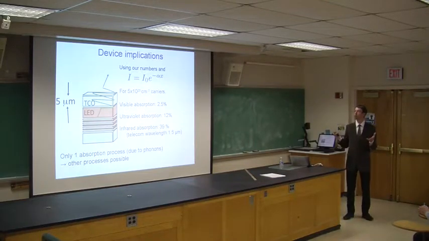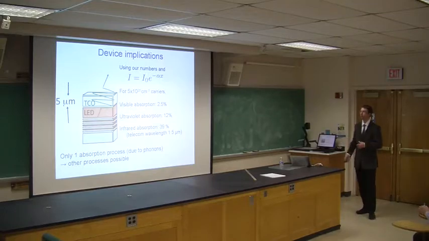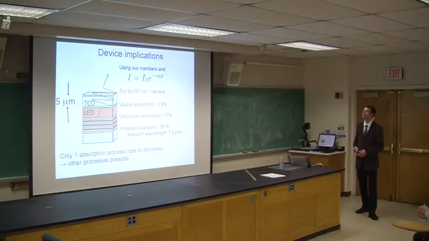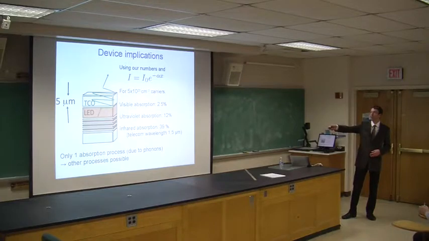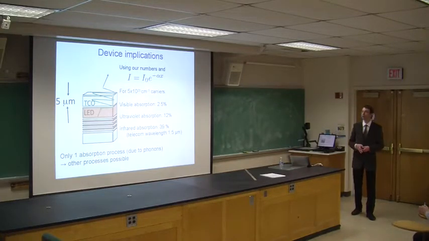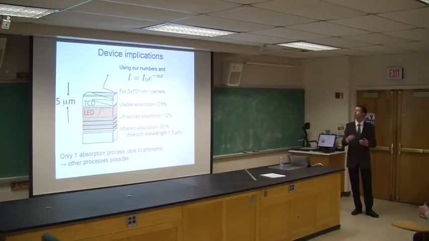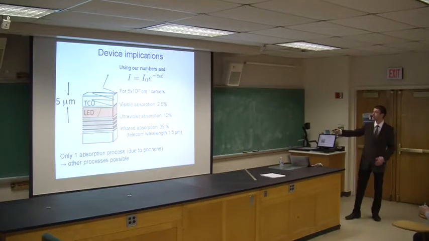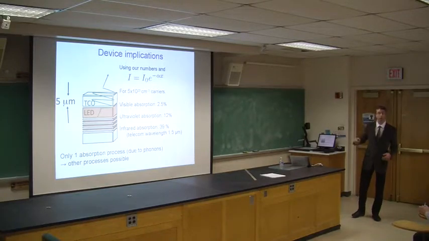So let's assume we have an optical device, for example, an LED, where our top contact is a transparent conducting oxide of, let's say, 5 micrometers thick, with a carrier concentration of 5 × 10²⁰ carriers. If we use our results, we find that for the visible region, we have about 2.5% absorption. So not too bad. That's why it's a transparent material.